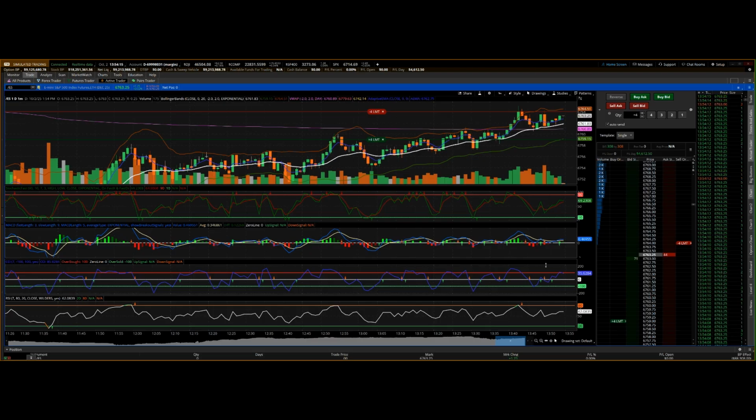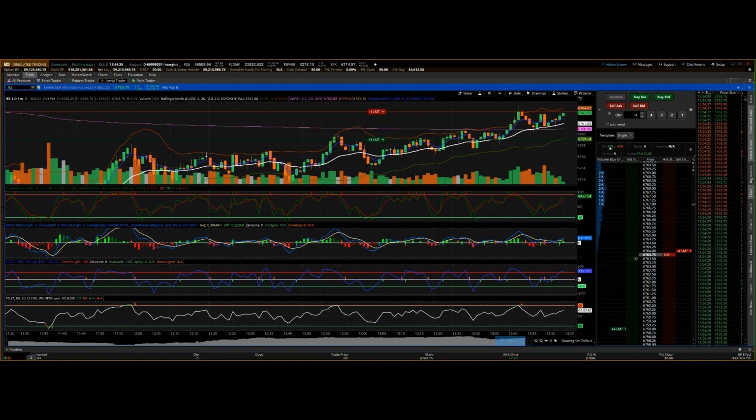It is now 1:54 p.m., almost 2 o'clock, October 2nd. This is a 1 minute chart of E-mini S&P 500 index futures.